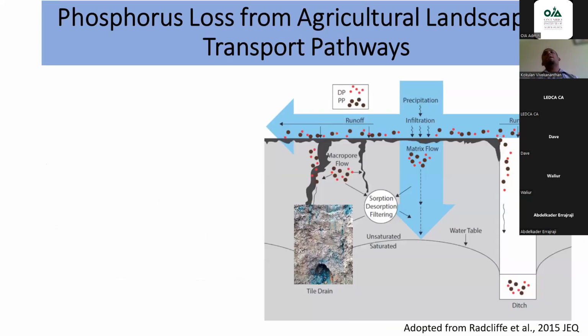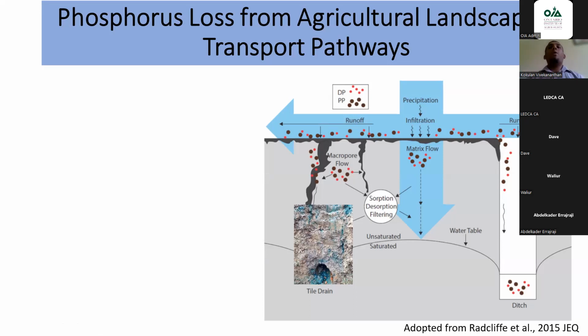So why are tile drains responsible for some significant phosphorus losses? Let me explain that with this diagram. Here we have the precipitation, and based on its intensity, surface runoff is created. Some portion of the water infiltrates the soil surface and percolates into the soil profile in two different ways. Matrix flow is a slow process where the water gradually percolates within the soil matrix. This allows the sorption, desorption, and filtering processes to occur.